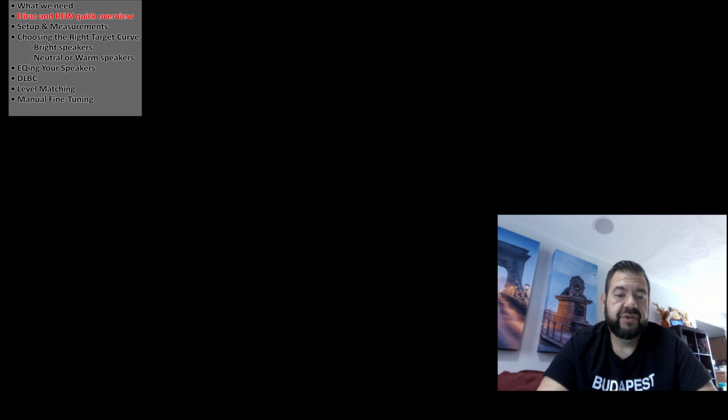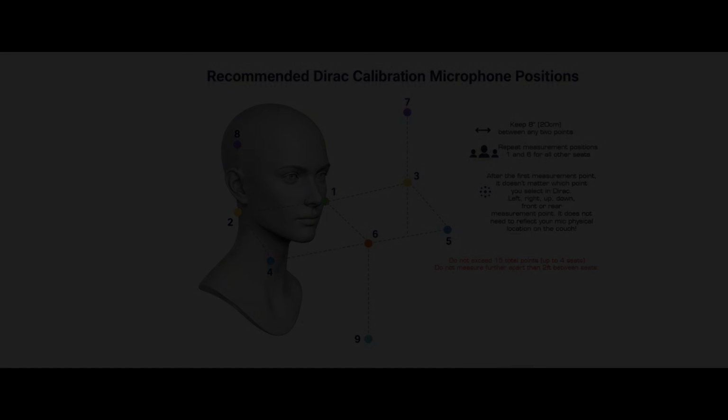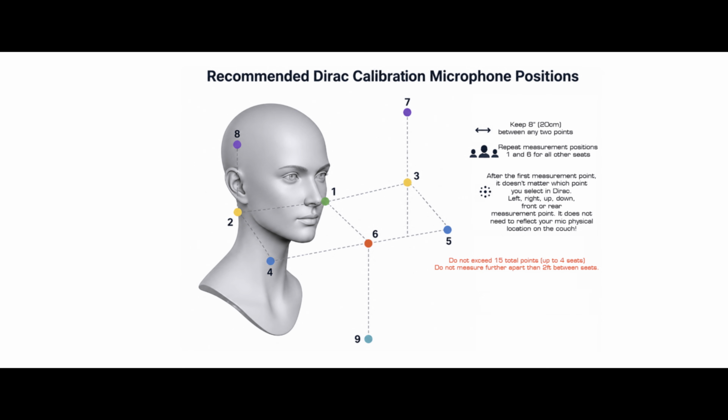You don't need to rerun your Dirac calibration to follow this guide. However, if you decide to do a new calibration anyway, this is the microphone pattern that I recommend. The first measurement should always be taken at the main listening position. After that, the remaining measurements simply sample the listening area.